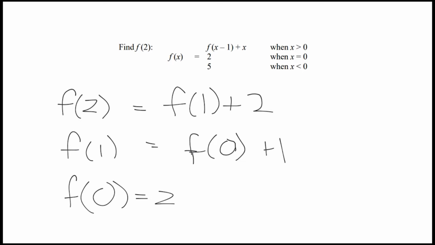So now we can plug this 2 into this f of 0, and we will get 3. So now we know that f of 1 is equal to 3. And once again, we can plug this 3 into the first one. So we'd get 3 plus 2, which equals 5. So we worked down to the base case and then plugged in values to go up to find the final answer.